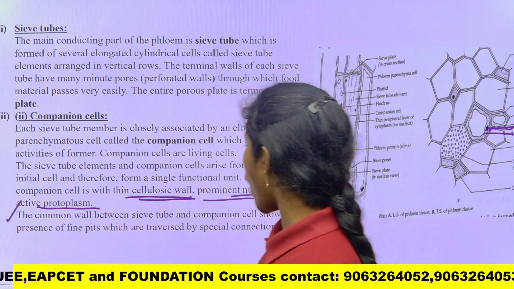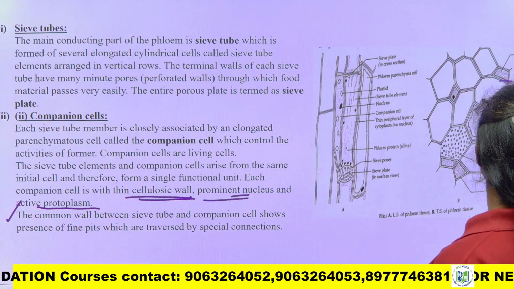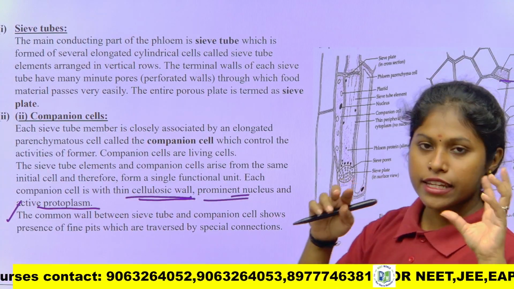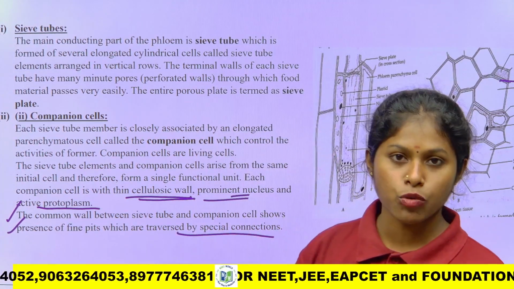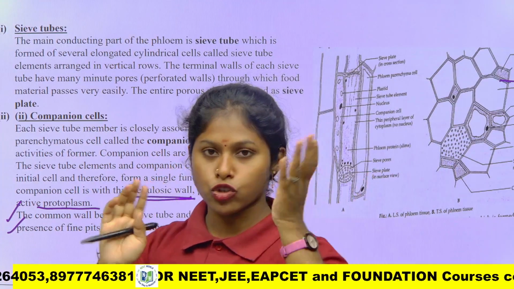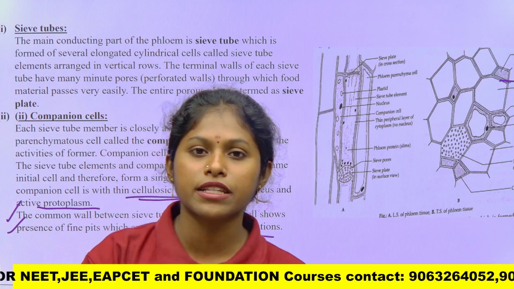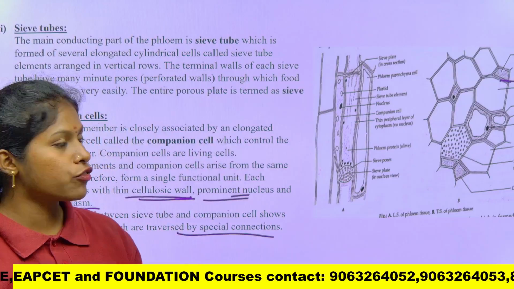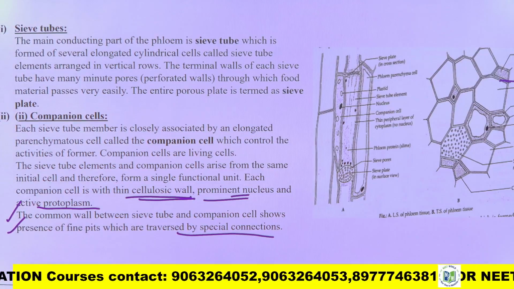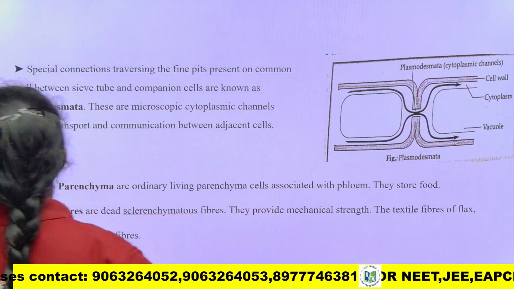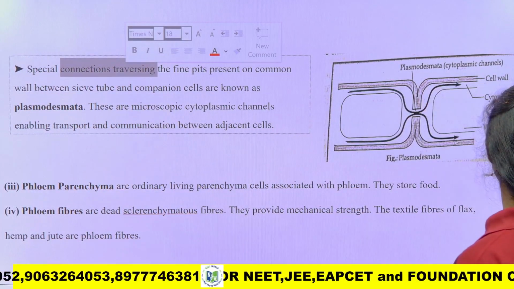Coming to the common wall between the sieve tube and companion cell, here see, there is a wall between them showing fine pits with special connections, which we call plasmodesmata. The connection between the sieve tubes and the companion cells always helps in transferring food, storing food and transferring it to all parts of the plant. So we call it plasmodesmata, children. It is a special connection for transversing, which is nothing but transferring, traveling.